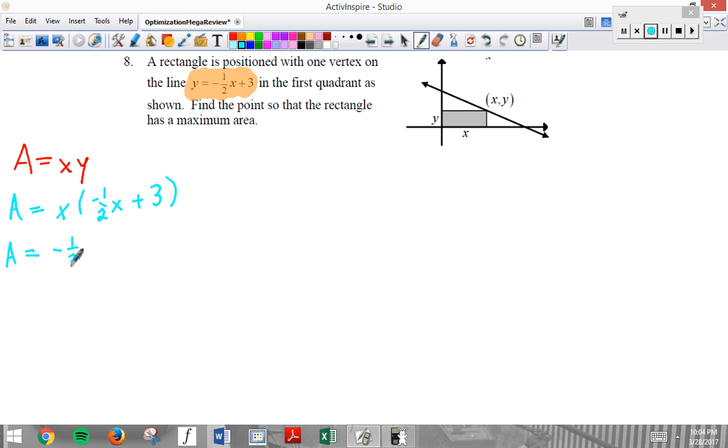Negative 1/2 x squared plus 3x. Oh, I didn't do my cardinal rule, where I always check the domain first.